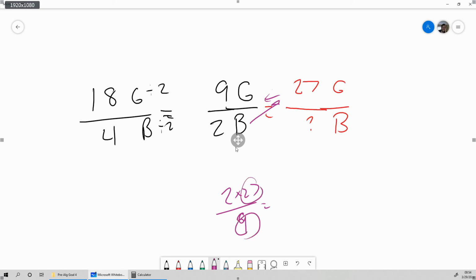9 goes into 27 3 times. So 27 divided by 9 is 3. So I have 2 times 3, which is 6. So he should have 6 boys.